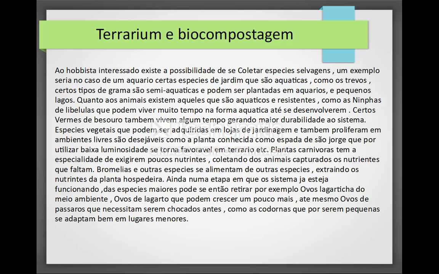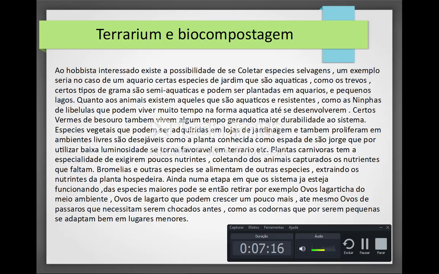Vegetable species that can be purchased in garden stores and also proliferate in free environments are desirable, such as the plant known as the sword of São Jorge, which, by using low light, is favorable in terrariums etc. Carnivorous plants have the specialty of requiring few nutrients, collecting the missing nutrients from captured animals. Bromeliads and other species feed on other species, extracting nutrients from the host plant.